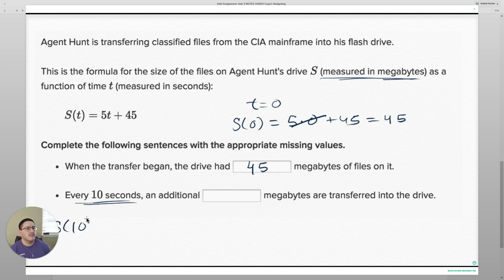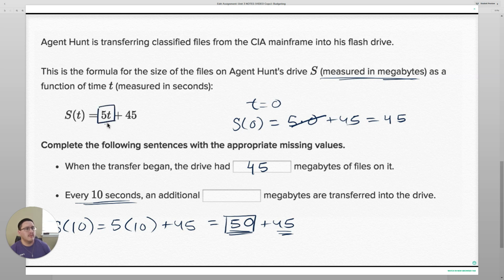So we could say S of 10 is going to be 5 times 10 plus 45, which is equal to 50 plus 45. So at time equals 0, there were 45 megabytes, and 10 seconds later, there's now 50 plus 45 megabytes. So in 10 seconds, an extra 50 megabytes are transferred into the drive. And that's expected, because as t increases by 1, this function goes up by 5. So if t increases by 10, this is going to increase by 50. So for every 10 seconds, you would have 50 megabytes transferred into the drive.